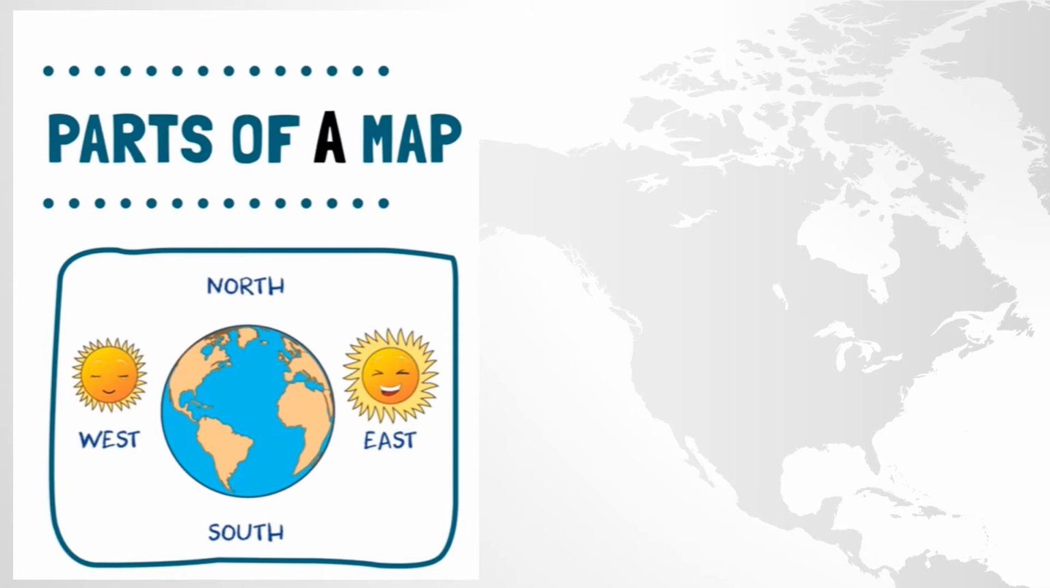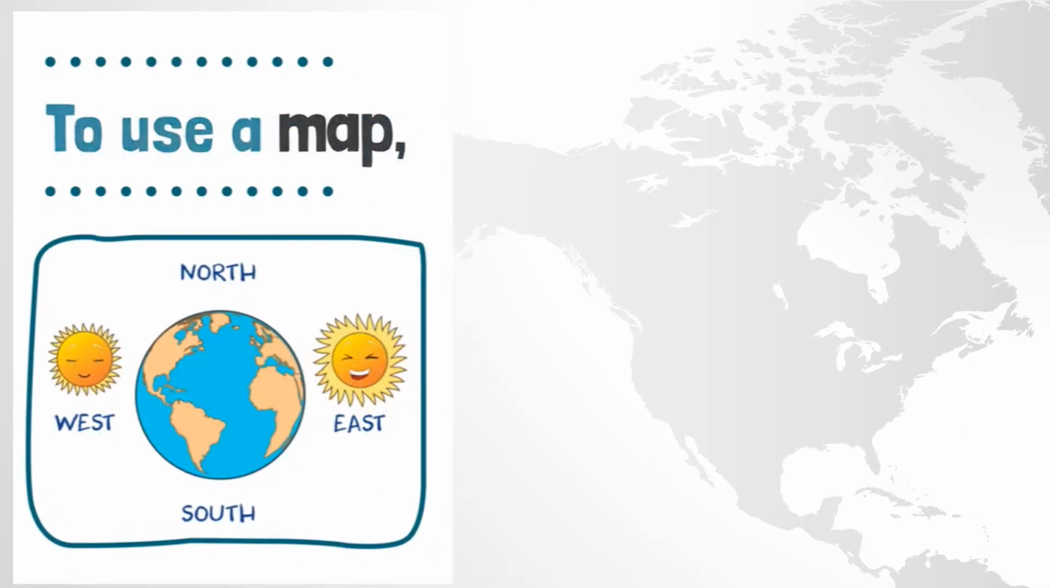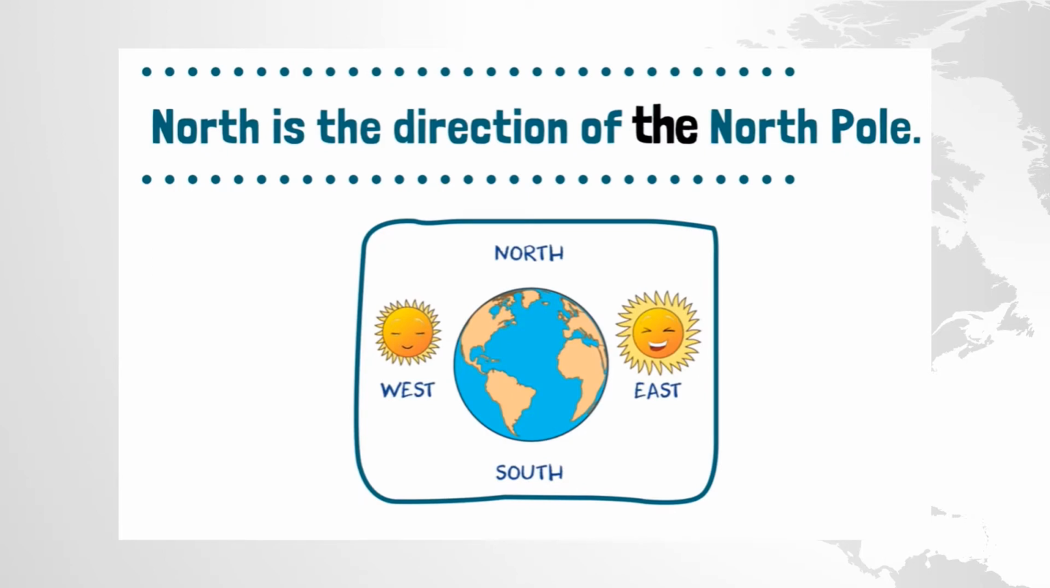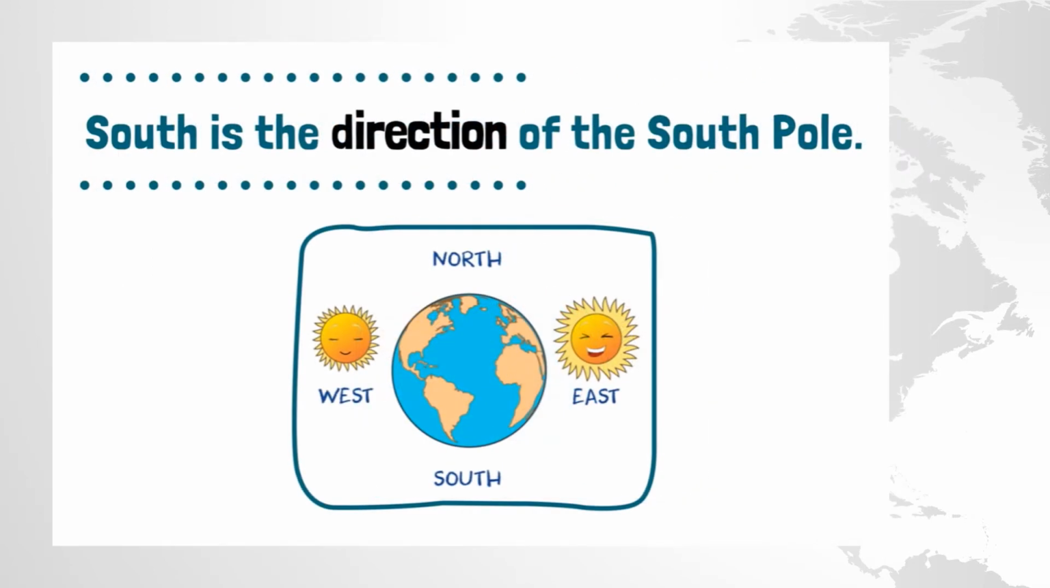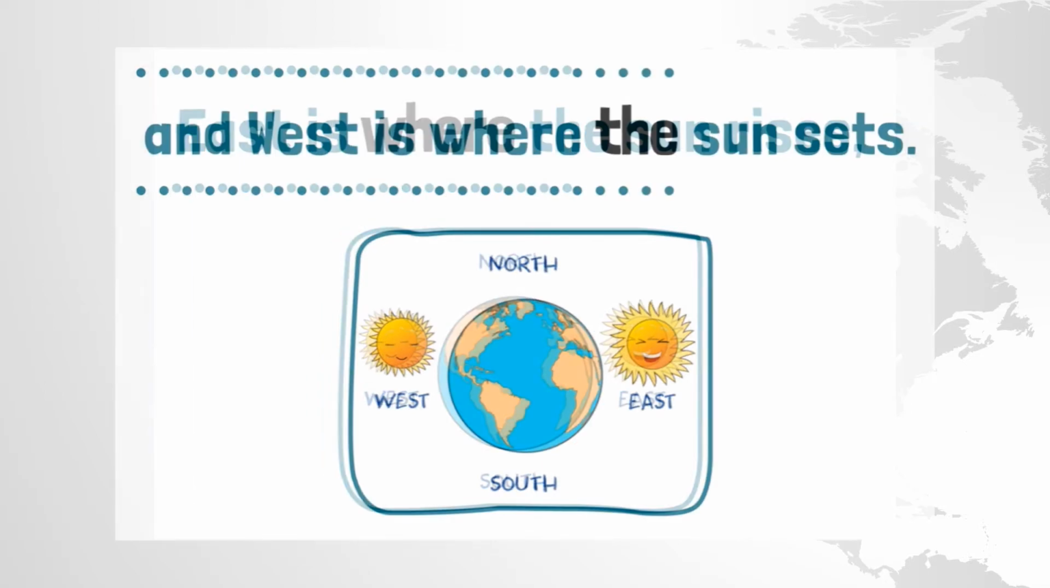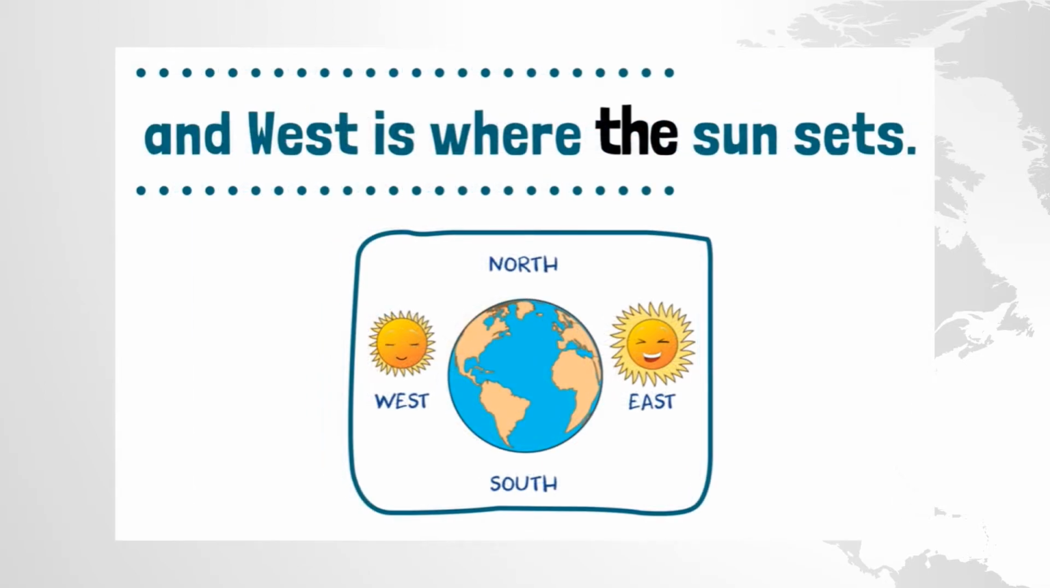Parts of a map. To use a map, first learn the 4 directions. North is the direction of the North Pole. South is the direction of the South Pole. East is where the sun rises. And west is where the sun sets.